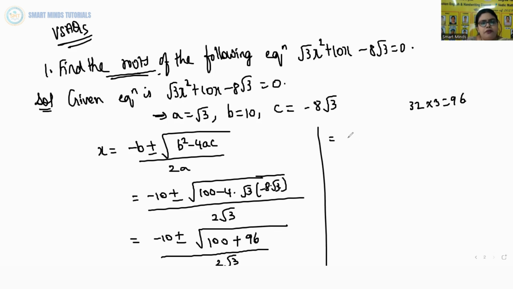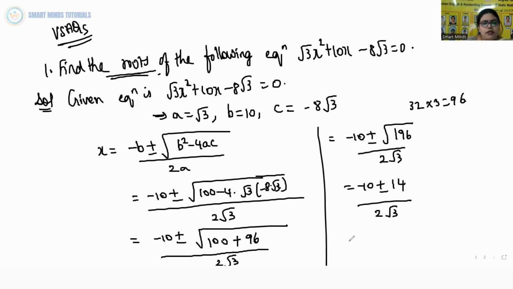Now how to further simplify it? Minus 10 plus or minus root over 196 by 2 root 3. And we know that root over 196 is 14, because 14 into 14 makes 196, by 2 root 3. So once you should take plus, once you should take minus. So if we take plus, we get 4 by 2 root 3. 2 ones are 2, 2 twos are 4. And so this is 2 by root 3, comma.